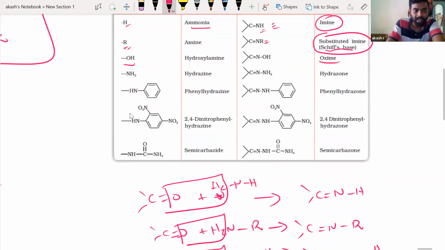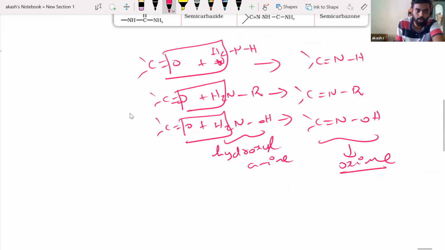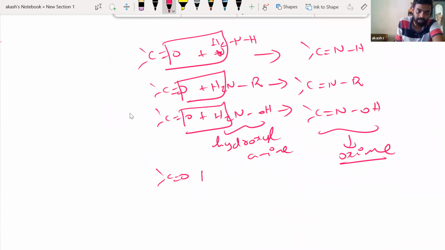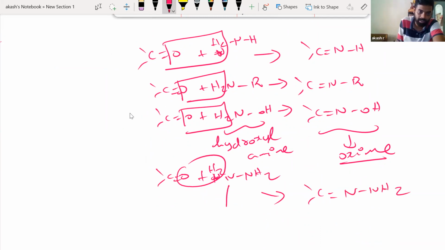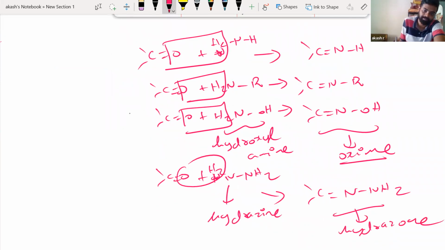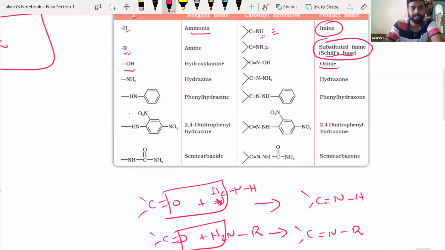Okay, right. Next, like that, we have Z now to be NH2, right? I'll write it as H2N and NH2, like this. Again, same thing, removal of water molecule to form C double bond NNH2. Now this compound is what is called hydrazine, and this compound is what is called hydrazone, right? You can check the name here. NH2NH2 is called hydrazine, and the product is what is called a hydrazone.